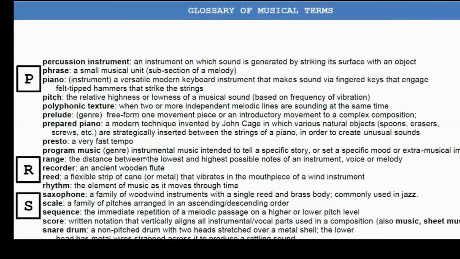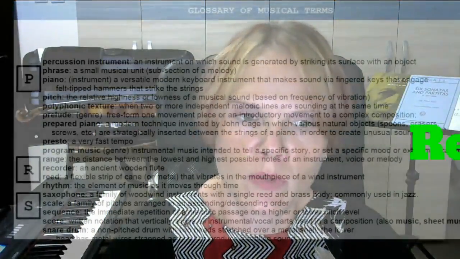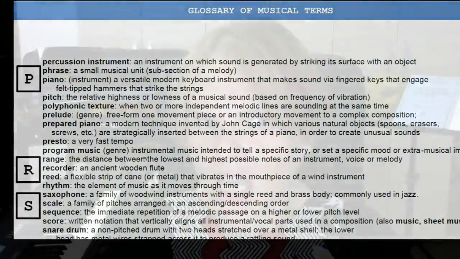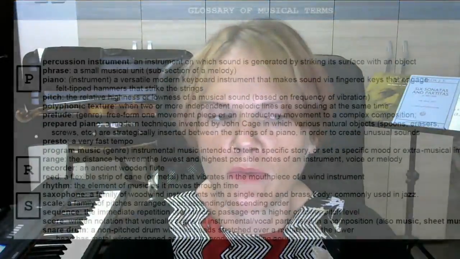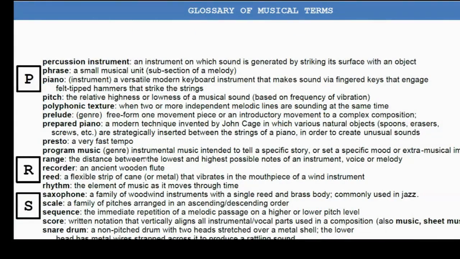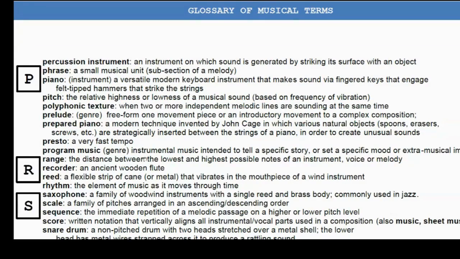Polyphonic texture, when two or more independent melodic lines are sounding at the same time. When was polyphony very popular? Tell me an example of polyphonic music or polyphonic texture. A prelude, a genre, is a free-form, one-movement piece or an introductory movement to a complex composition.